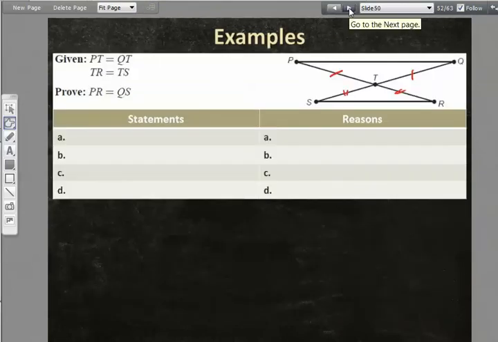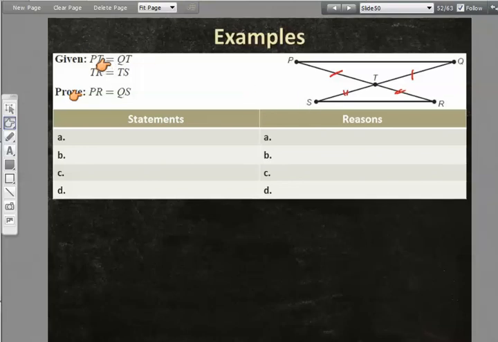Let's do one more proof. I told you this video is going to be long. I hope you've taken a break. Alright, look at our given. Segment PT equals segment QT, segment TR equals segment TS. We've got to prove that PR equals QS.